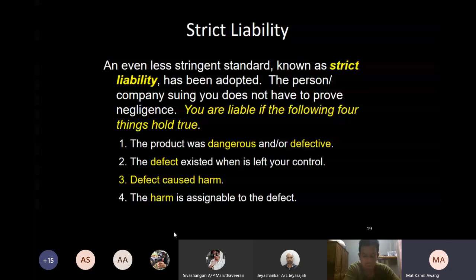And this defect exists when the product actually left your control. Basically, the defect actually exists when it leaves your store. And this defect causes harm. And the harm is assignable to the defect. So if these four things hold true, therefore you are liable for strict liability. You are liable.